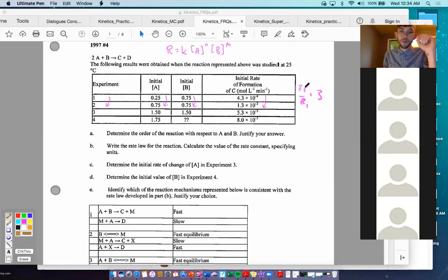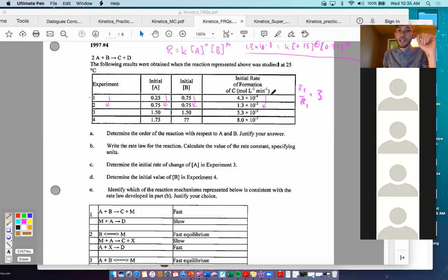Just write out the rate of 2, 1.3 times 10 to the negative 3 equals K times the concentration of A is 0.75 to the N times the concentration of B is 0.75 to the M. Divide that out by experiment 1 data. Everything will cancel out except for this N that you'll be able to then solve for. And it ends up being a 1.